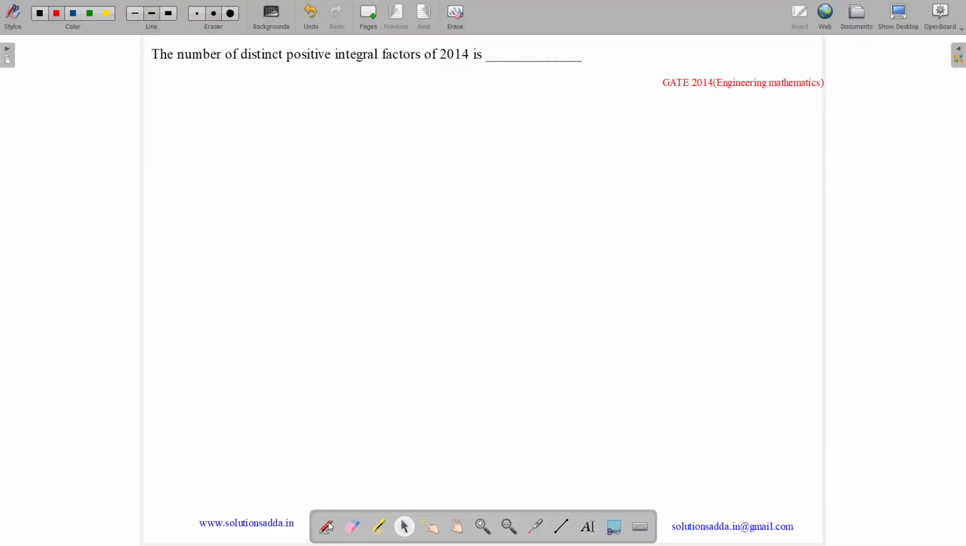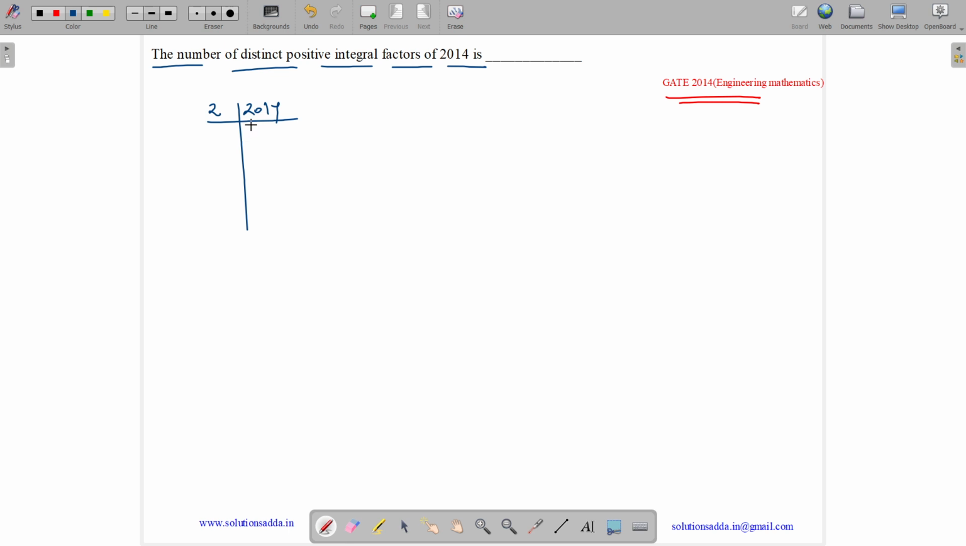This question belongs to engineering mathematics subject and was asked in GATE CSE 2014. It states: the number of distinct positive integral factors of 2014 is. So let us do prime factorization of 2014.